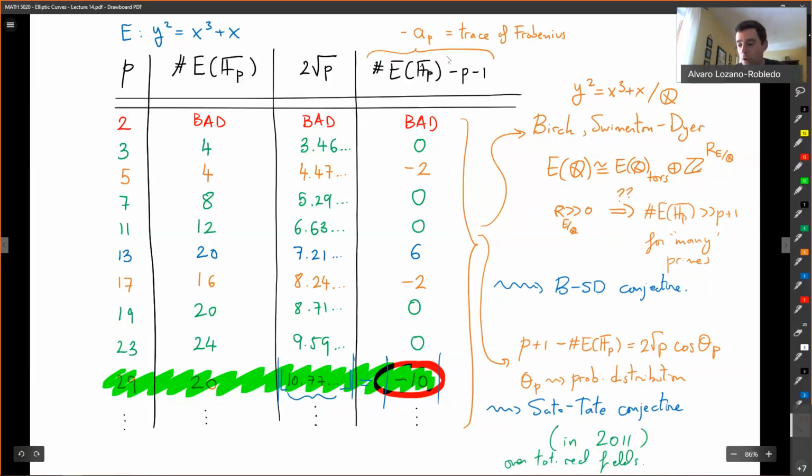Right. Let's stop here, and then I'm going to continue with another video on elliptic curves over the complex numbers.